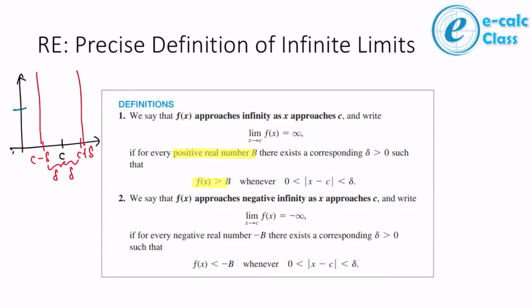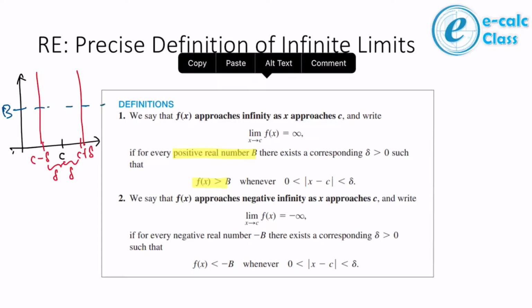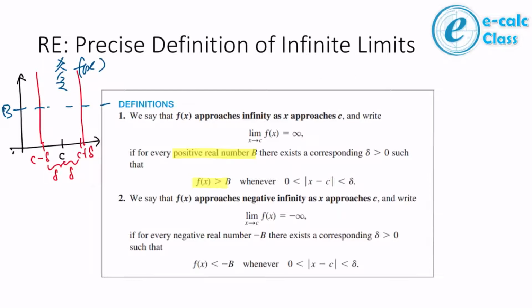So if your b is here, it means all your f(x) should be up here. All the f(x) should be up here, which means the graph should maybe look something like this. All the f(x) will fly up to a very big number, which is positive infinity. So this is when we say that the limit is positive infinity.